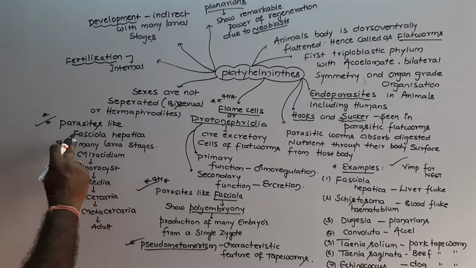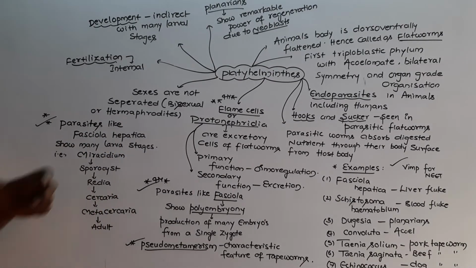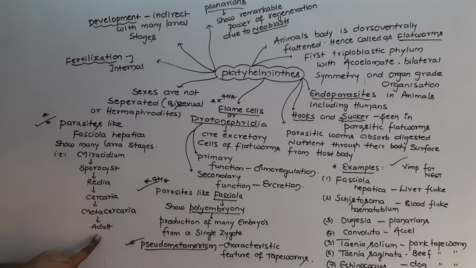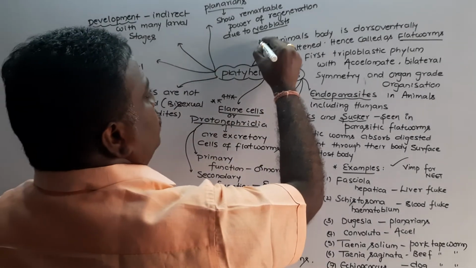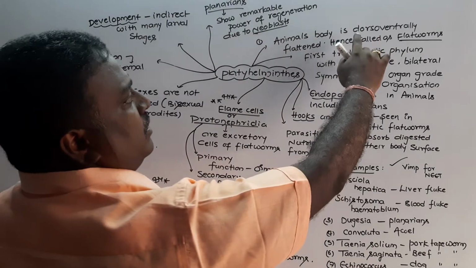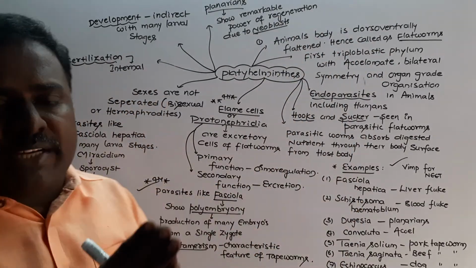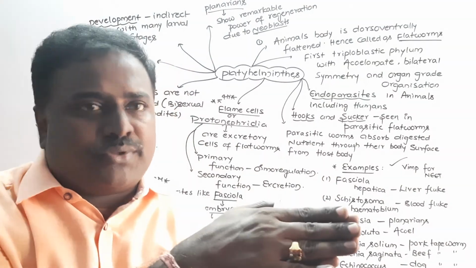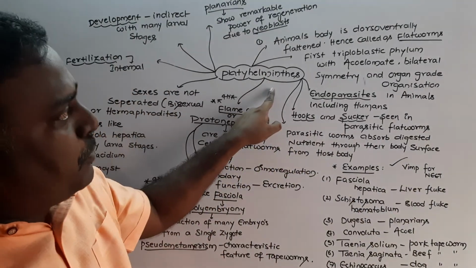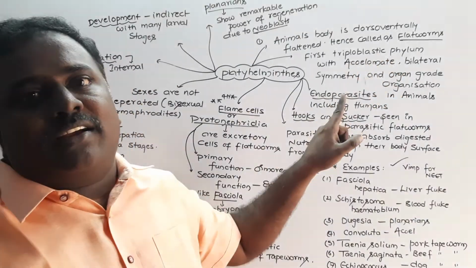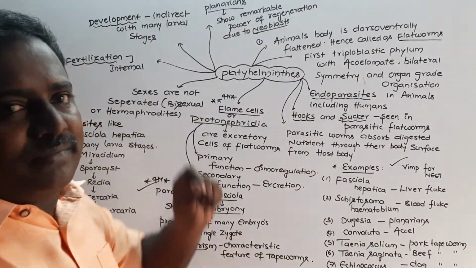And we are saying that the life history of Fasciola hepatica is more complex as it shows many stages to develop into adult. Let me repeat once again. Platyhelminthes. These are the animals whose body is dorsoventrally flattened. If the body is dorsoventrally flattened, they are called flatworms. And this is the first triploblastic phylum with acoelomate, bilateral symmetry and organ grade organization.